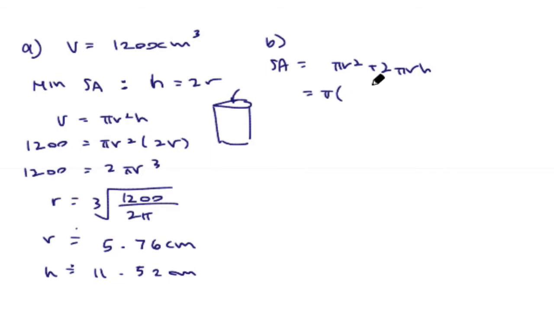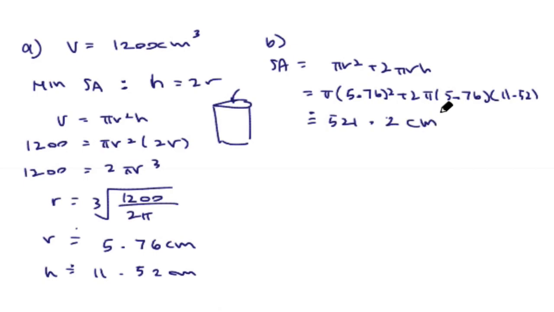So let's plug in our numbers now. We have the radius as 5.76. Again, 5.76, and the height is 11.52. The total surface area will be approximately 521.1, or we can round it to 2. And this will be centimeters squared.